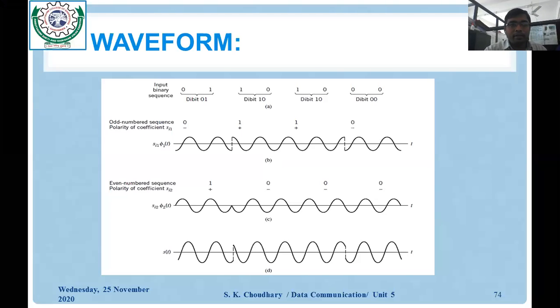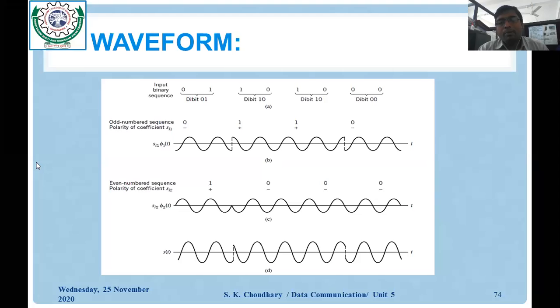So in the lecture of data communication, we will continue the same topic, that is QPSK. In the QPSK, you will see this is the waveform. Please, if you want, you can take a screenshot as well. Actually, the waveform of the QPSK is very large.